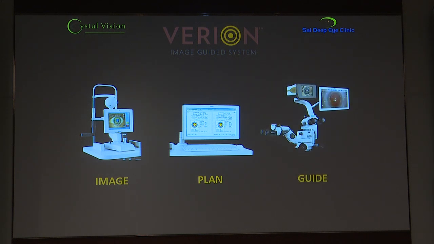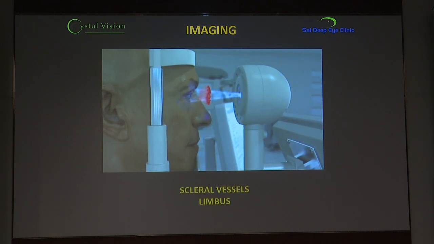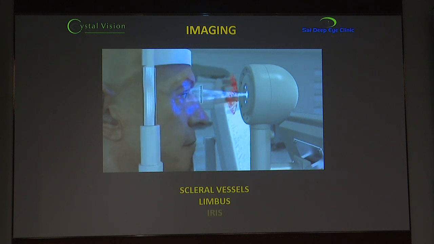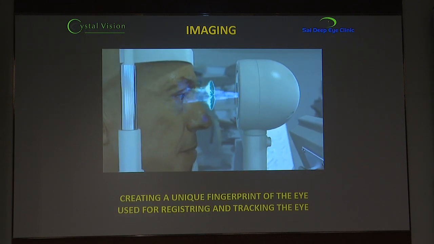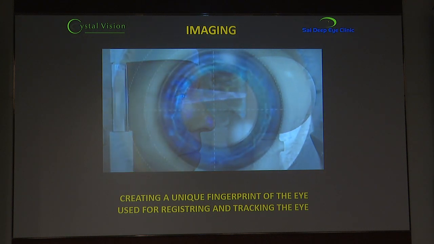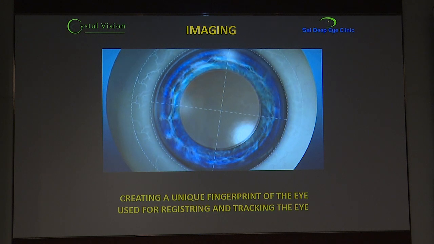The Verion image-guided system consists of 3 modules: the data acquisition module, the planning module, and the image-guided OT module, where you have an overlay into your microscope. The data acquisition module images the eye in such a way that it images the scleral vessels, the limbus, as well as the iris. And this creates a unique fingerprint of the eye, which is used for registering and tracking the eye. So even if the patient is moving the eye, the tracking takes place all through the surgery.